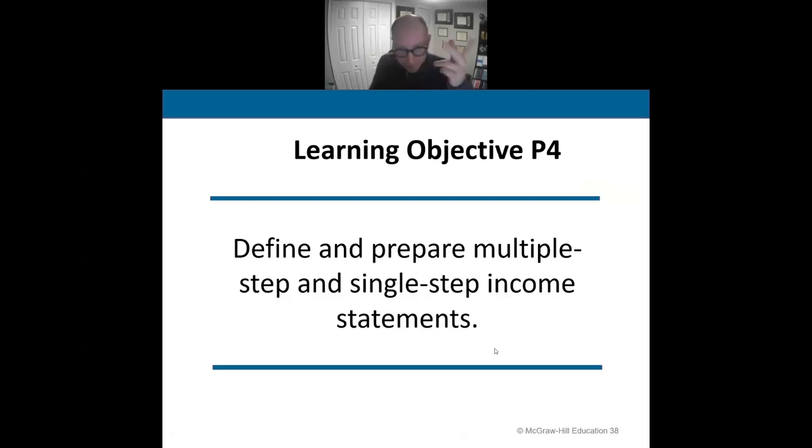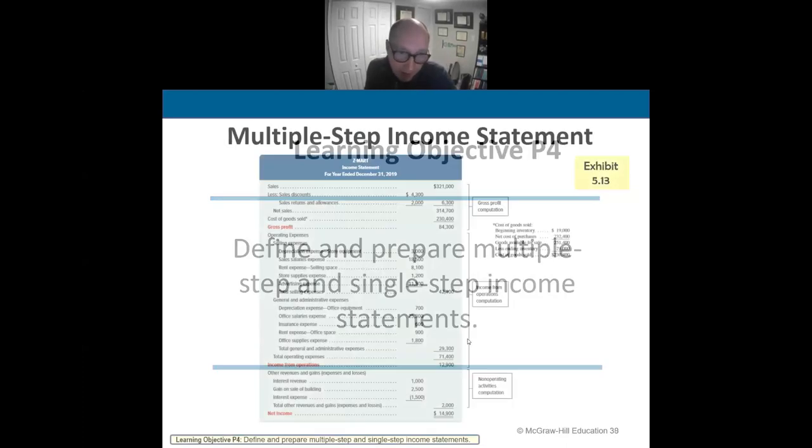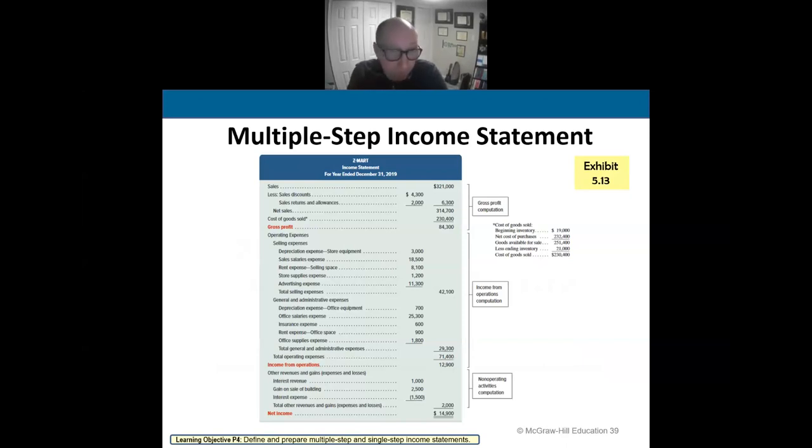There are two different formats the income statement comes in, and a lot of the time it depends on what type of business we're talking about. With a merchandise business, the multi-step income statement format shows us the gross profit, income from operations, and net income. Sales minus cost of goods sold equals gross profit. Minus your expenses equals net income. That's a multi-step format. It shows us all the levels of detail on the income statement. We call that a multi-step. It's more than one step.